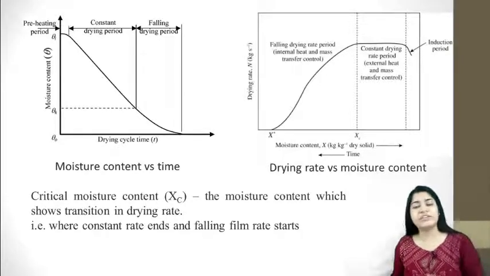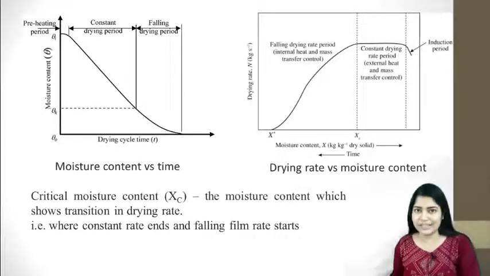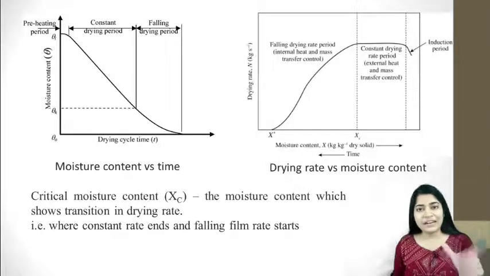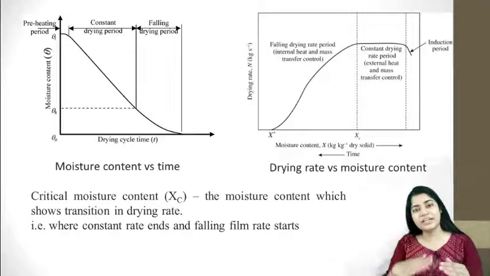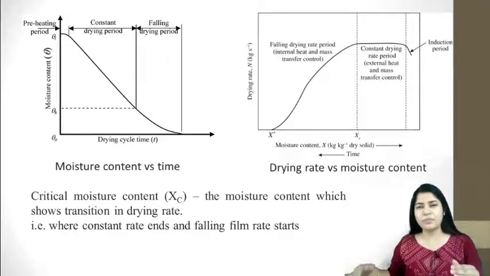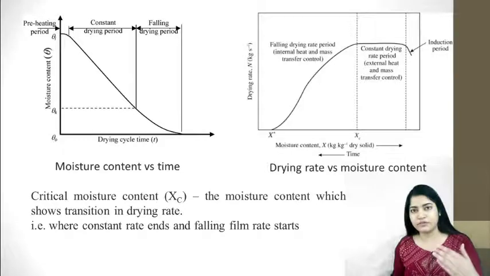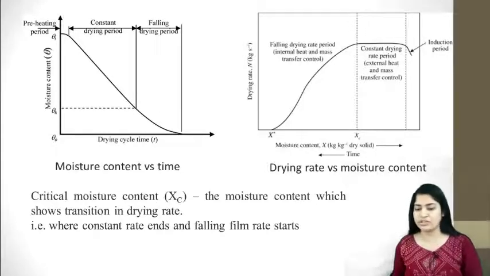Then in the constant drying period, you can see it is continuously decreasing with time. So that rate with respect to time is what? Constant. And then you can see a little bit of slope. So that is what? The falling drying period, which is not constant.